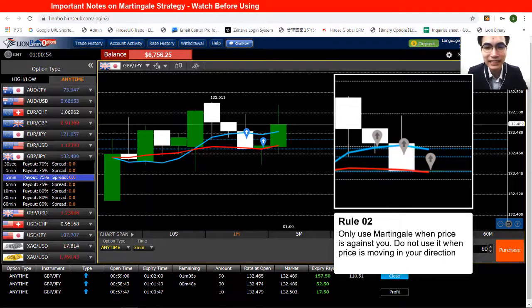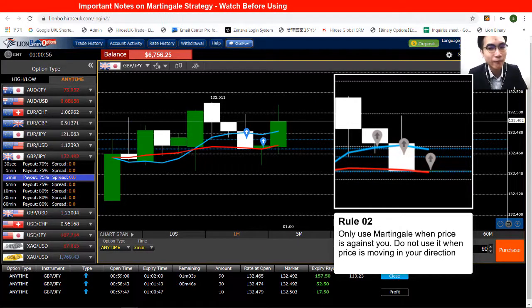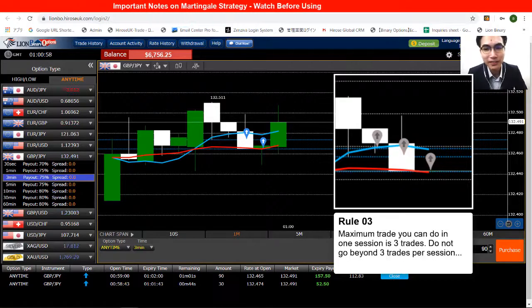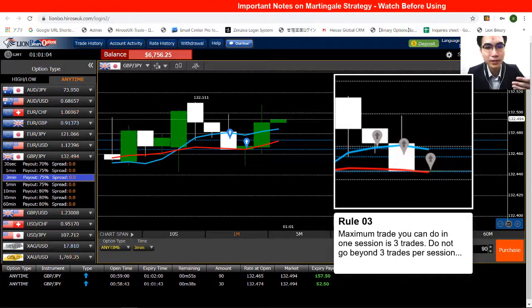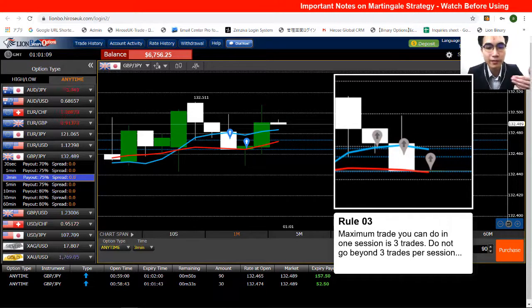Just remember that. And for the third rule for the Martingale strategy, the maximum number of trades you can make is 3. You don't make over 3 trades in one session. This is because it's risk management.